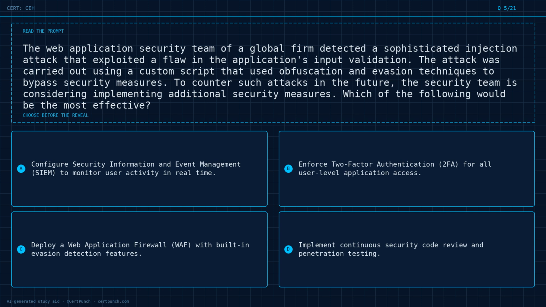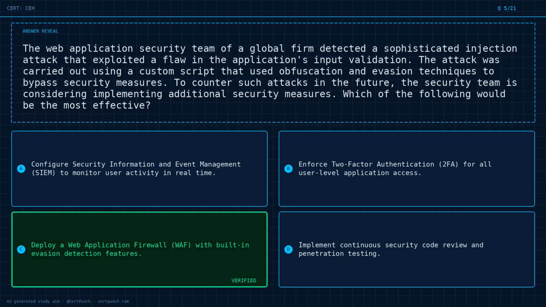Option A, configure security information and event management, SIEM, to monitor user activity in real time. Option B, enforce two-factor authentication, 2FA, for all user-level application access. Option C, deploy a web application firewall, WAF, with built-in evasion detection features. Option D, implement continuous security code review and penetration testing. Choose the best answer before the reveal. Commit to it now.